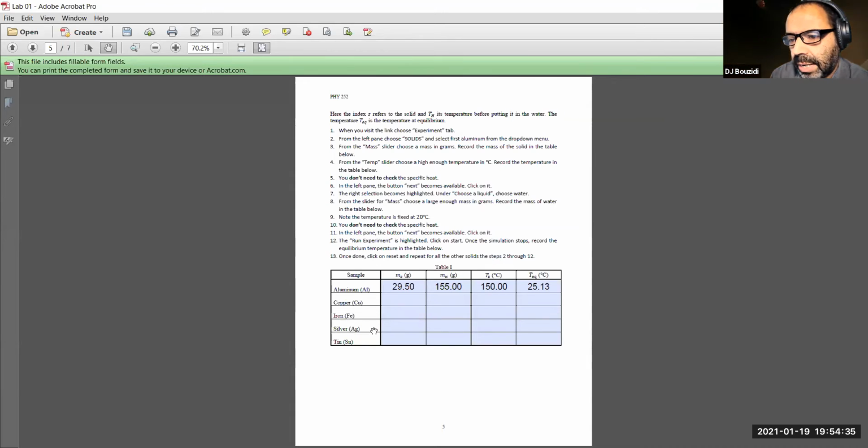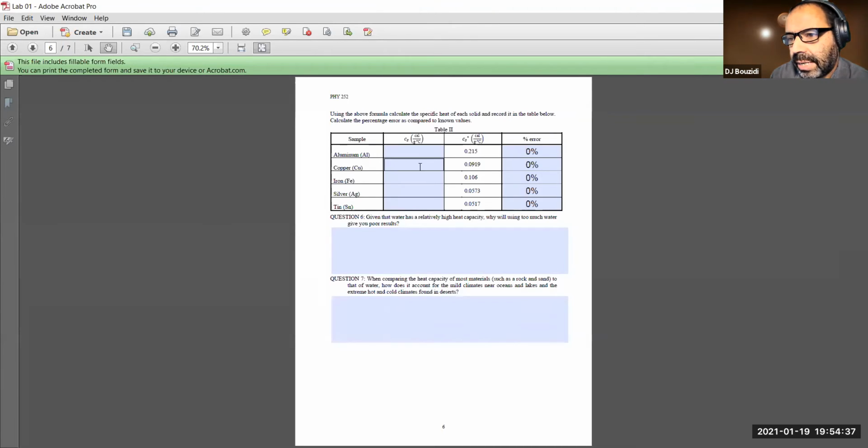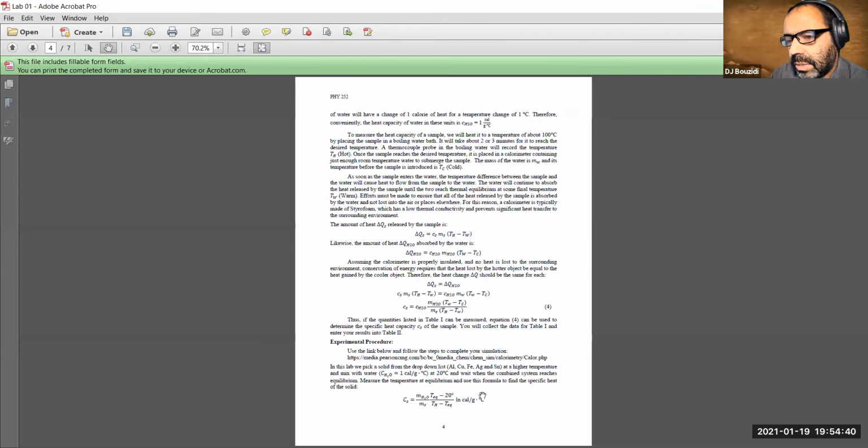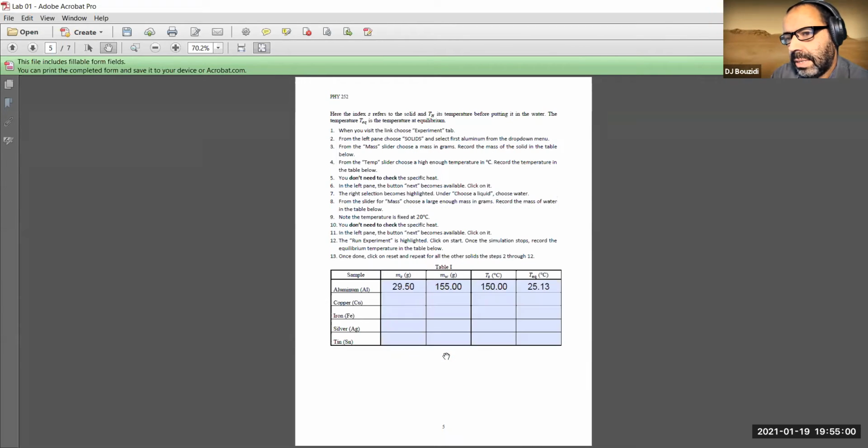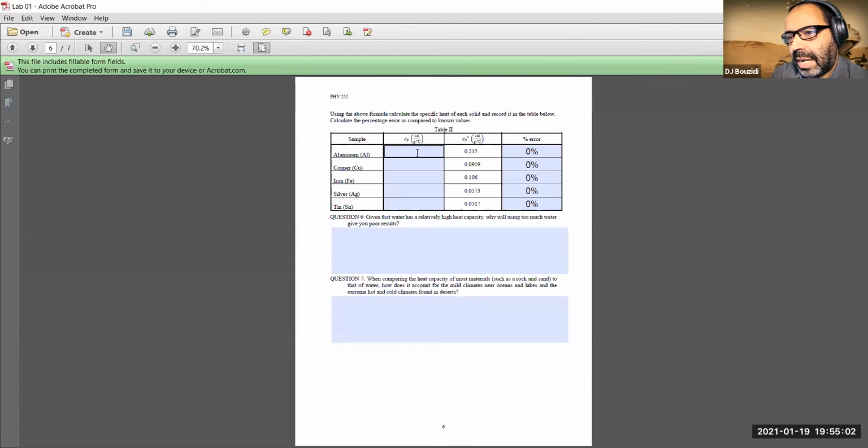Now I'm gonna do copper, iron, silver, and tin, and then come in here, use the formula that was given here to find the specific heat for aluminum. I have the mass of the water, the mass of the aluminum, the temperature of equilibrium was 25.13, and the temperature of the solid in this case was 150. Plug in all the numbers, and I should be able to come to this table and calculate the specific heat for aluminum. The table says the specific heat should be 0.215 calories per gram per degree Celsius.